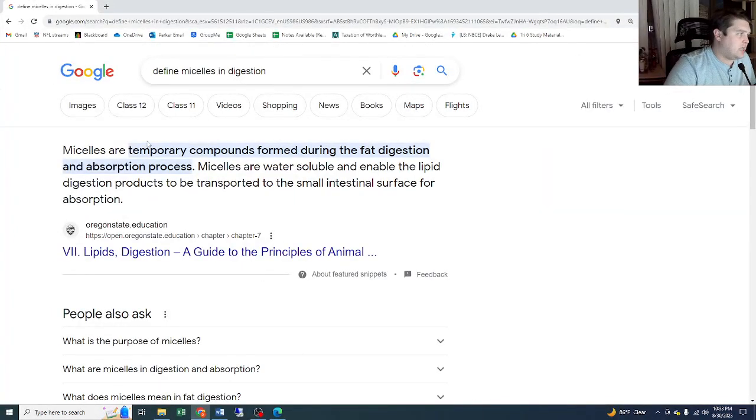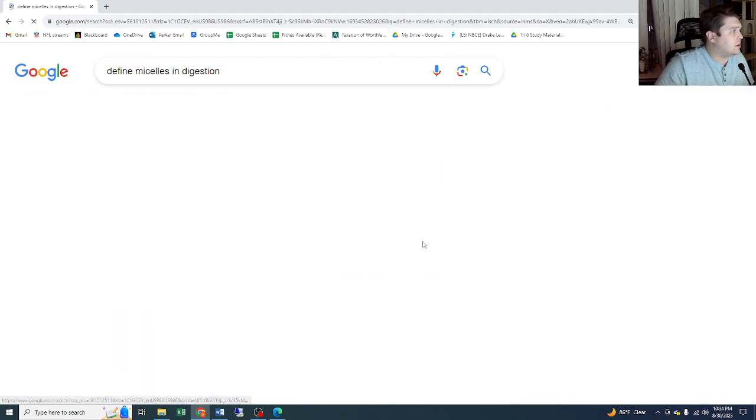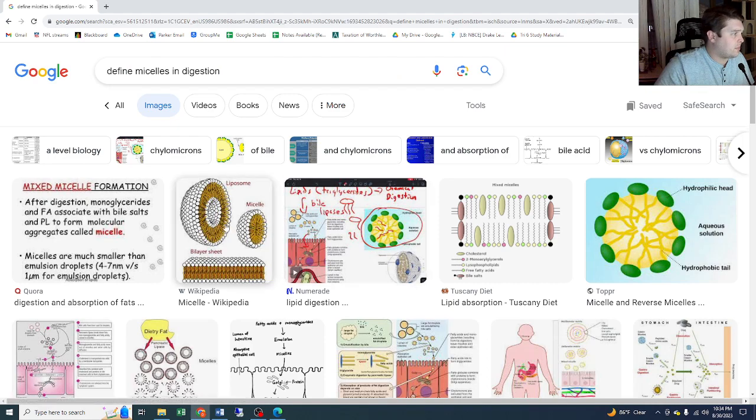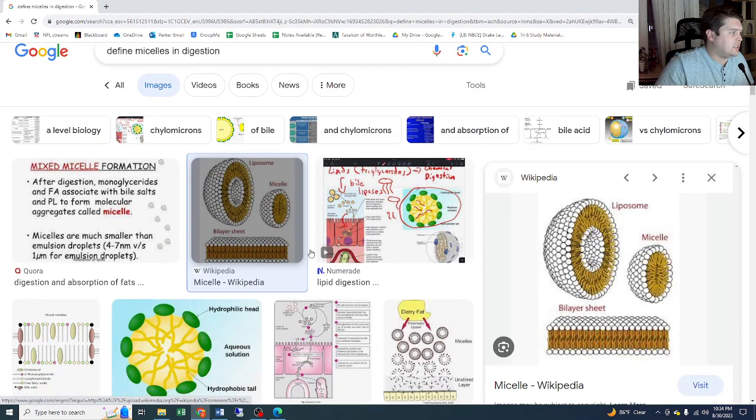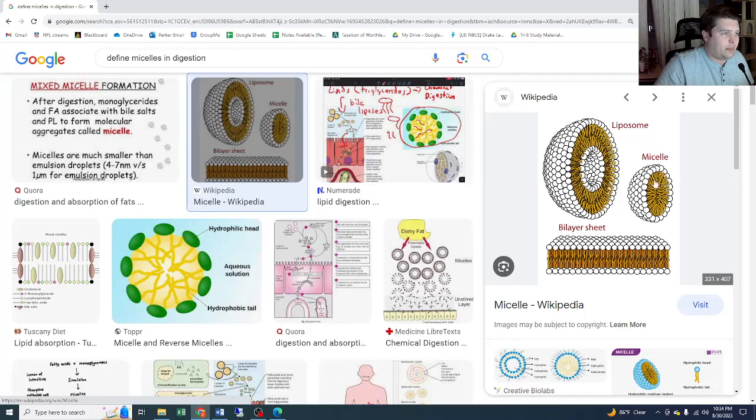So micelles are temporary compounds formed during the fat digestion and absorption process. They are water soluble and enable the lipid digestion products to be transported to the small intestine surface for absorption. Let's look at some pictures. So this is kind of what you can imagine a micelle looks like, where it's got all the fats in it, and it makes it water soluble.